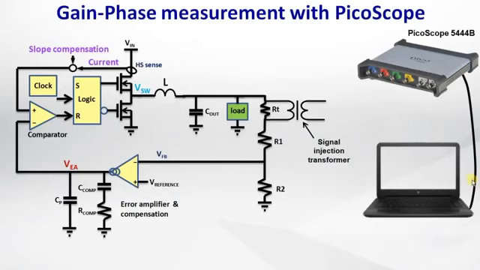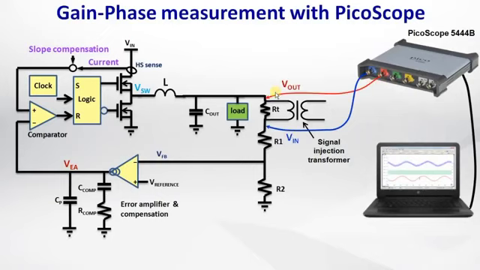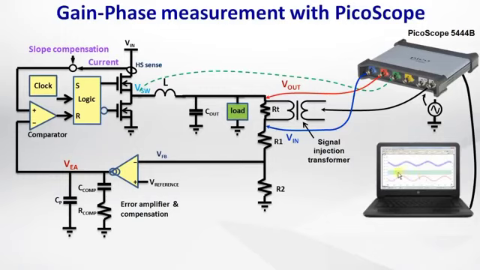The hardware is connected to your PC, which runs the PicoScope software. For the gain phase measurement, the scope channel A is connected to the loop input and channel B is connected to the converter output. PicoScopes have a built-in generator, which is used for the injection signal, so the generator output is connected to the signal injection transformer input.